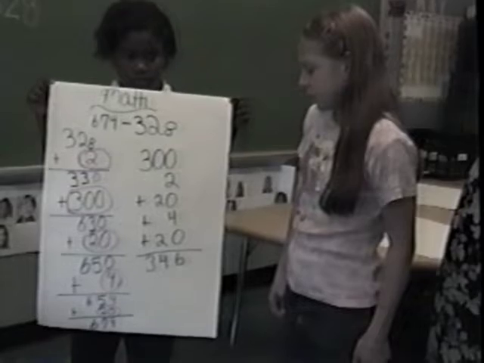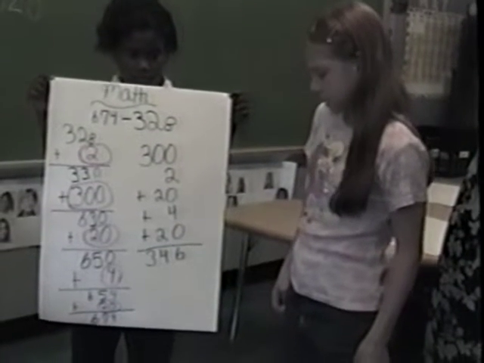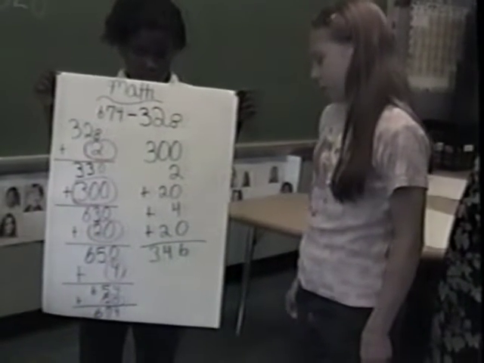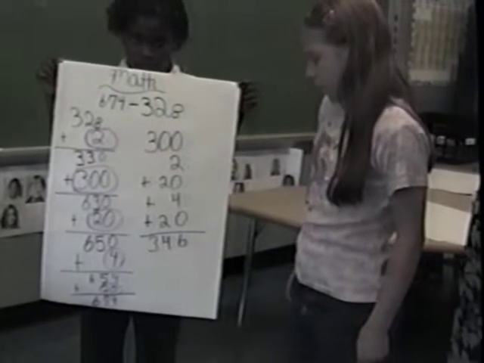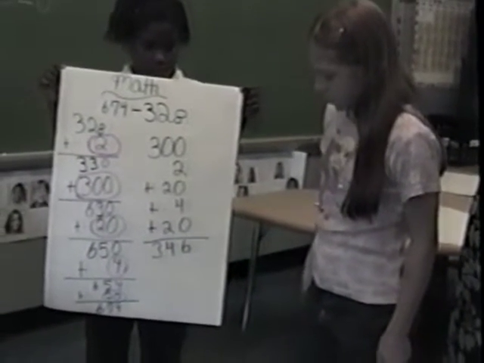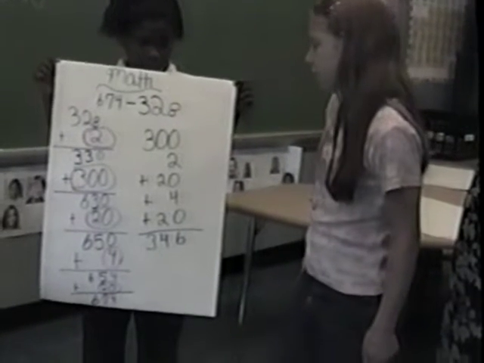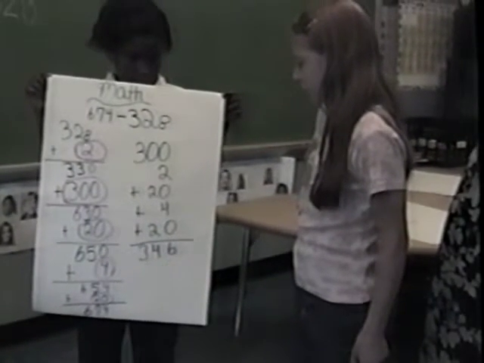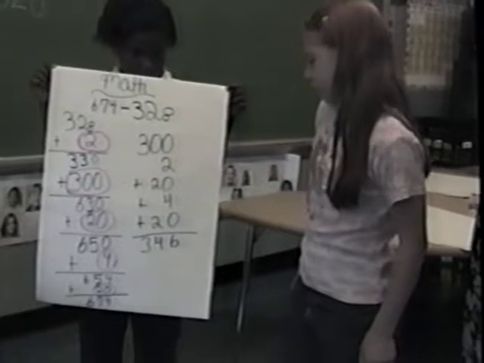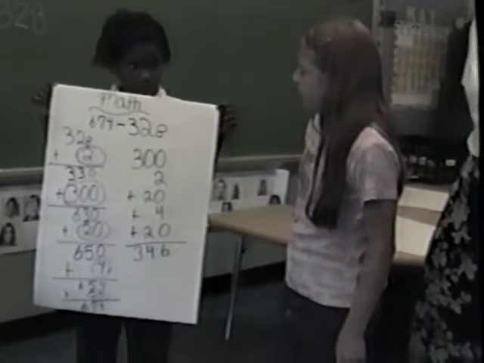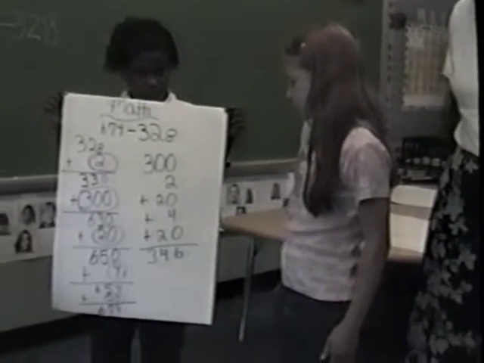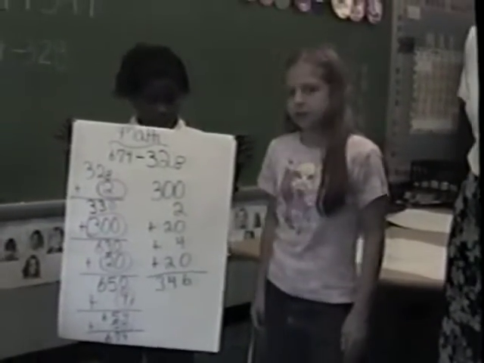So I added 20 more and I got 650. Then I added 4 more and I got 654. And so I added 20 to get 674. Okay. And then I took the 300, the 20, the 4, and the 20. Is that why those are all circled? Yeah. Okay, what did you do with those numbers? I added them all up together in 346.